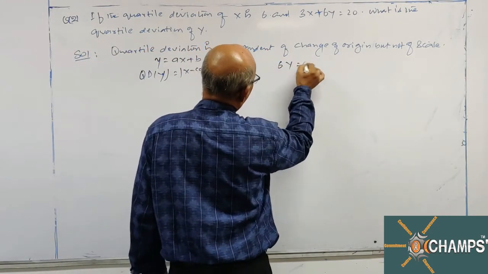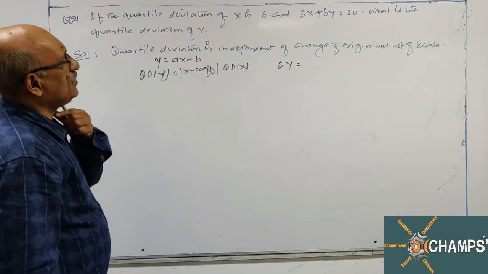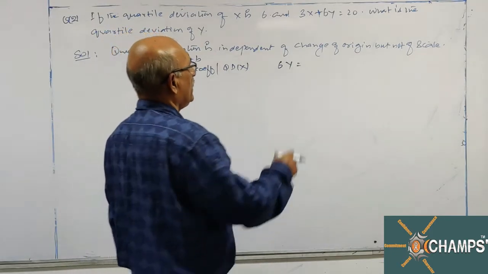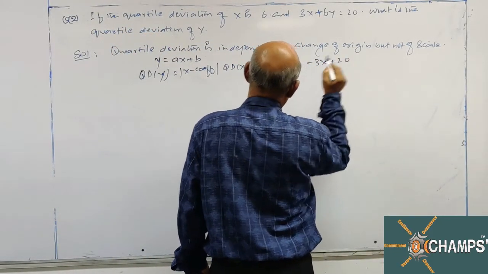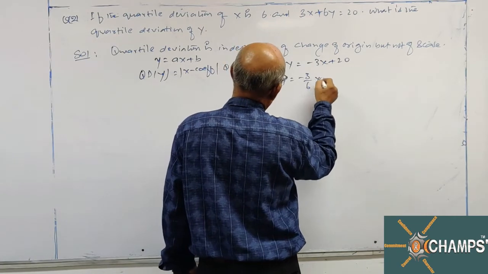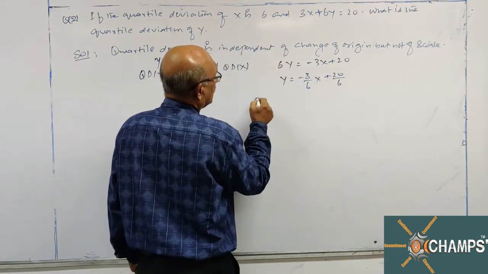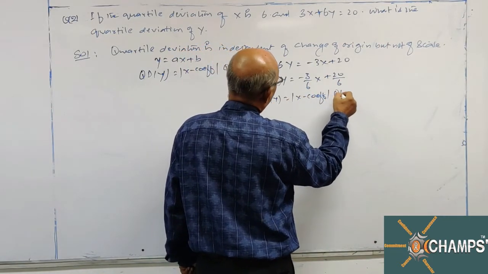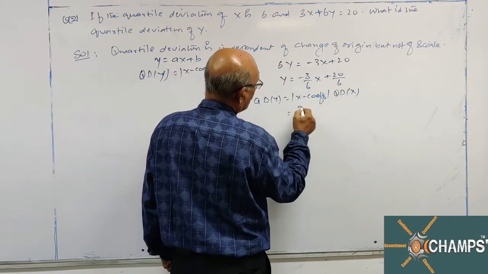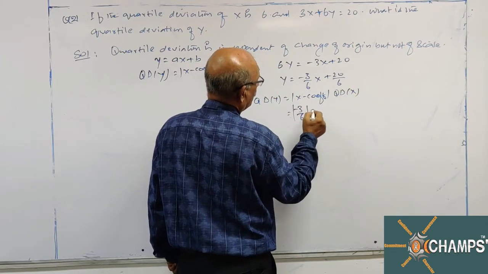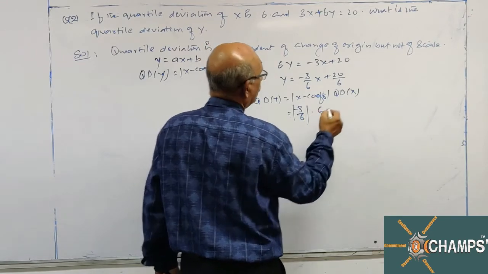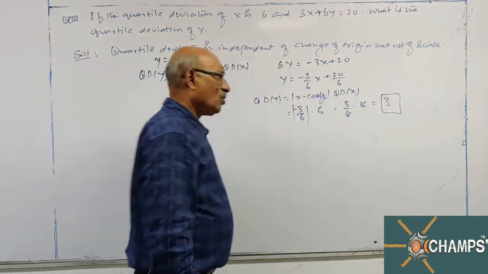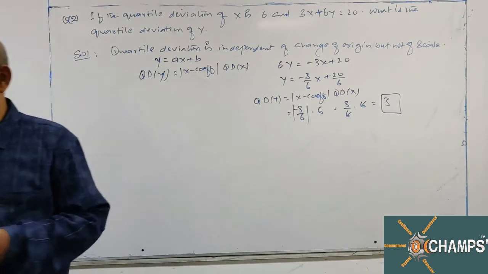So let me put it in standard form, because the variable x value is given and the y value we have to calculate. So y is a dependent variable. Quartile deviation of y is equal to the modulus of the x coefficient into the quartile deviation of x, minus 3 by 6 modulus into 6. This is 3 by 6 into 6, the 6 cancels, so the quartile deviation of y is equal to 3.